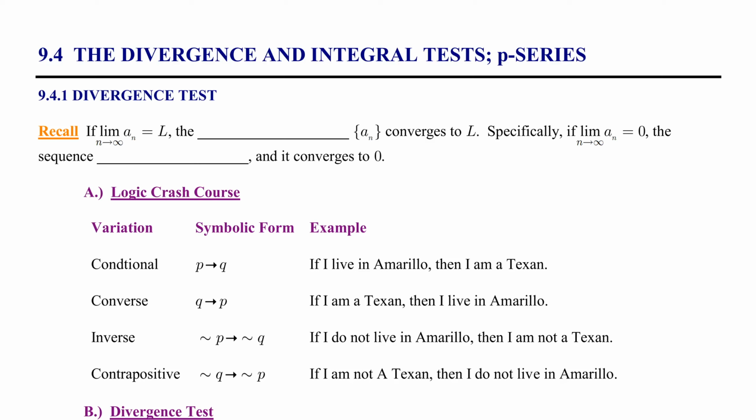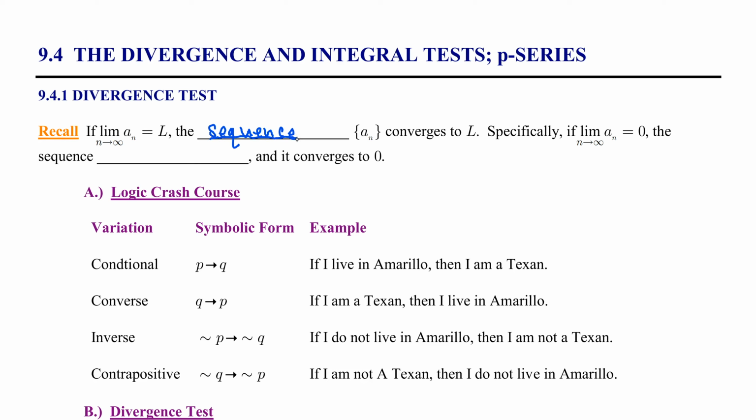Recall that if the limit as n approaches infinity of the sequence a sub n is equal to L and L is finite, then the sequence, which we denote with a set of curly braces, a sub n, converges to L. So if the limit of a sequence is finite, then the sequence converges, and it converges to L. So we not only know that it converges, but we know what it converges to. And once again, let me reiterate, we're talking about a sequence here.